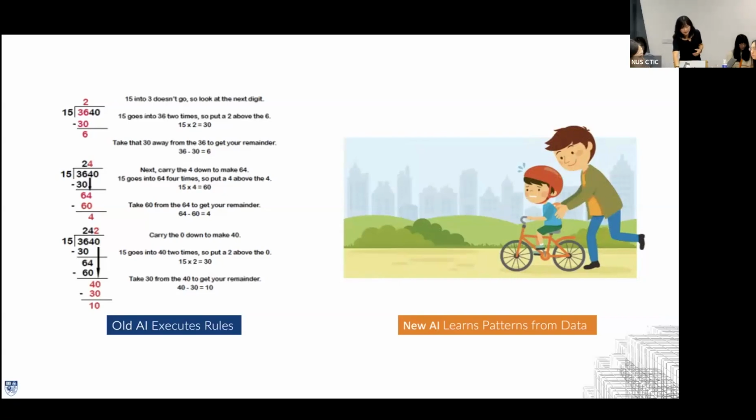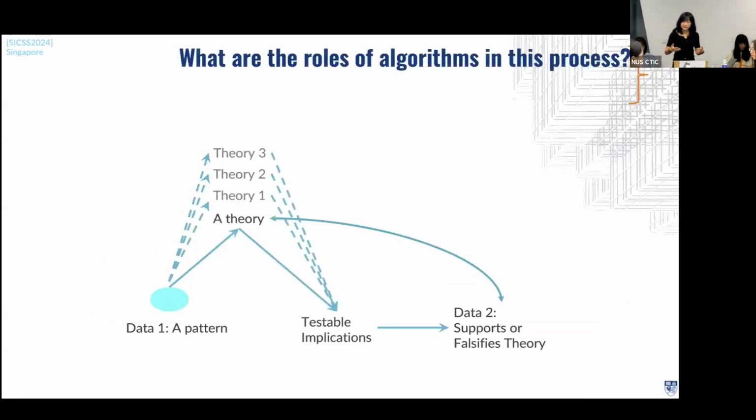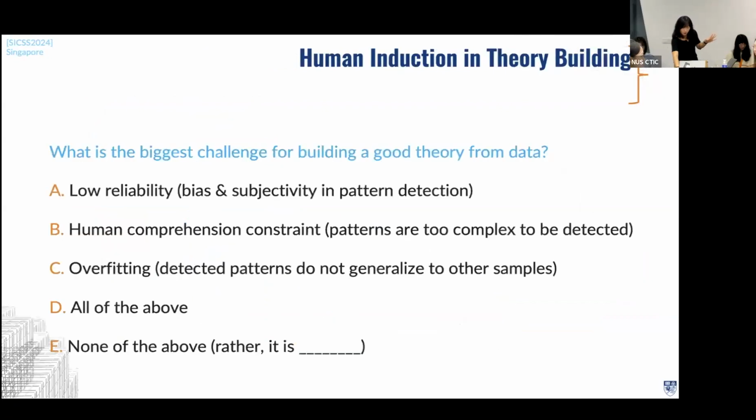So if that's the case, how do we utilize AI's new ability of detecting pattern, right? How do we detect pattern, for example? So I mentioned that this is the part we're going to talk about. So as human, when we do deduction in theory, there are a lot of challenges. So I listed a few. Which option would you choose?